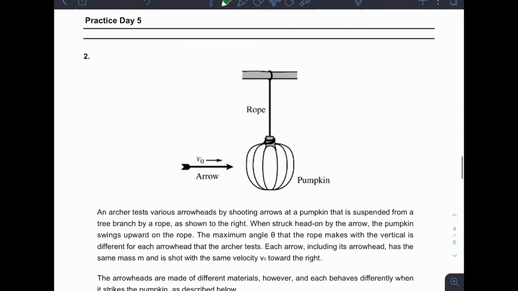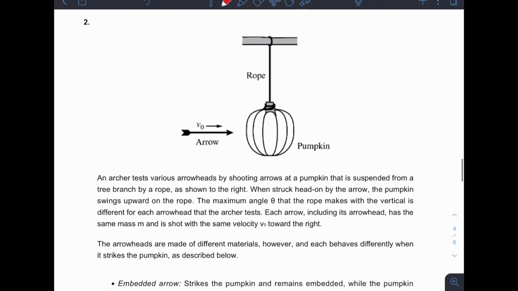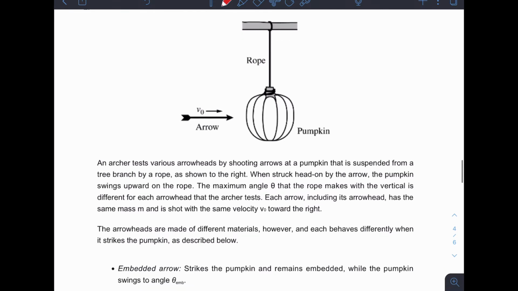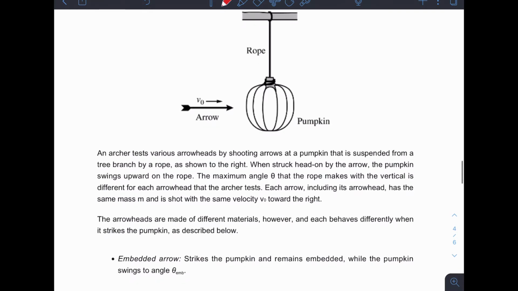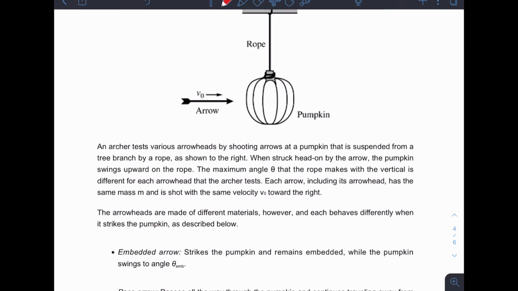Moving on to question number 2. We've seen questions kind of like this before. I know we did one earlier in the year in some of our practice problems, and we did a similar one in practice day 4, except that one was dealing with angular motion, angular momentum, and velocity. This is not dealing with angular motion. We don't have to worry about angles and things like that, other than the fact that we're looking at how far the pumpkin swings up.